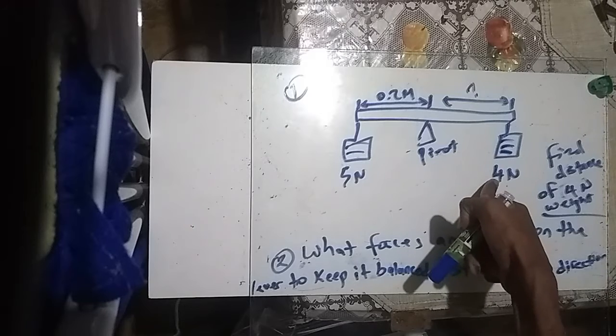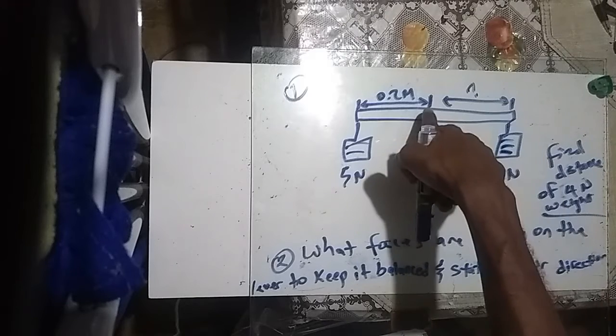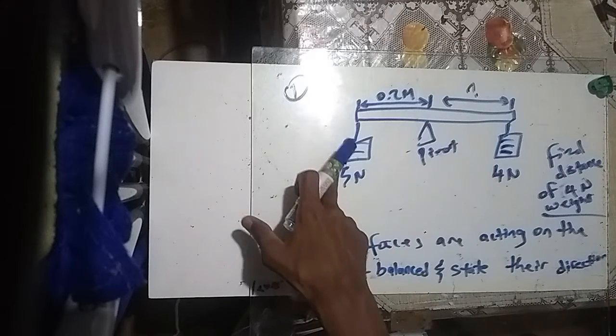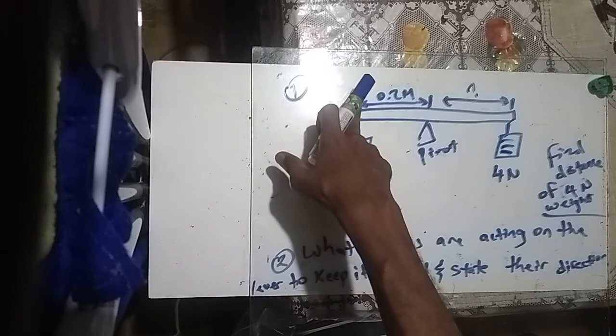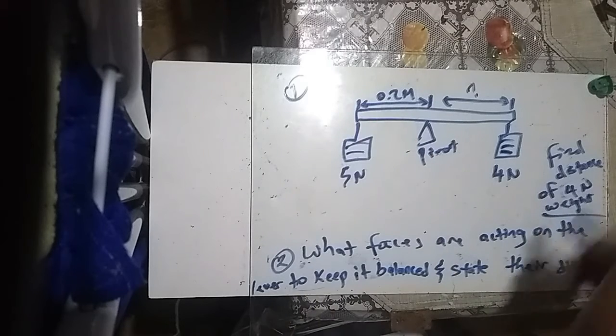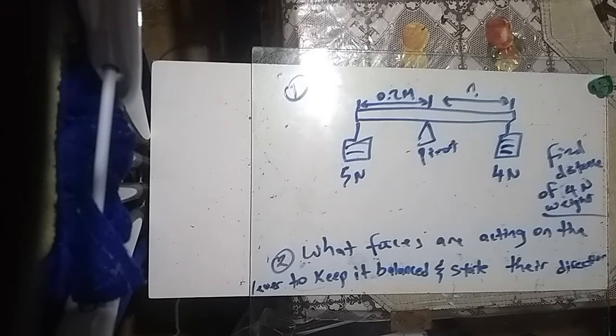We have a 4 Newton weight. We don't know the distance that it is away from the pivot, right? But we have a 5 Newton weight also, and we know that its distance away from the pivot is 0.2 meters. We are asked to find the distance of the 4 Newton weight. In question number 2, we are asked what forces are acting on the lever to keep it balanced and state their directions, which is something we really want to understand.